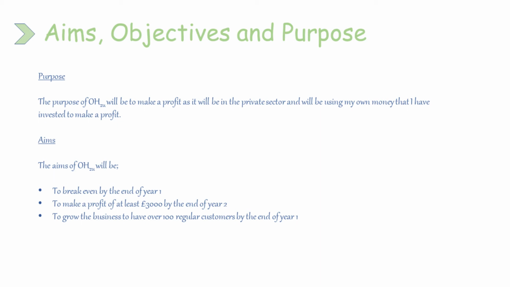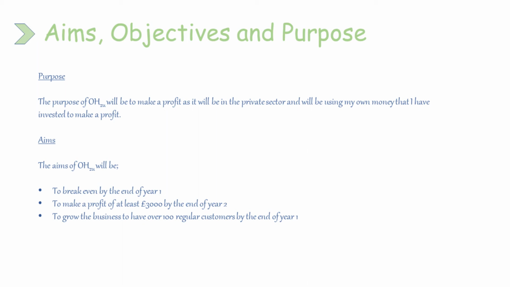Now, look what I've done for my second one. I've said to make a profit of at least £3,000 by the end of year 2. So by year 2, I want to make a profit. I no longer want to break even. And of course, I've set myself an aim to be able to grow the business to over 100 regular customers by the end of year 1.